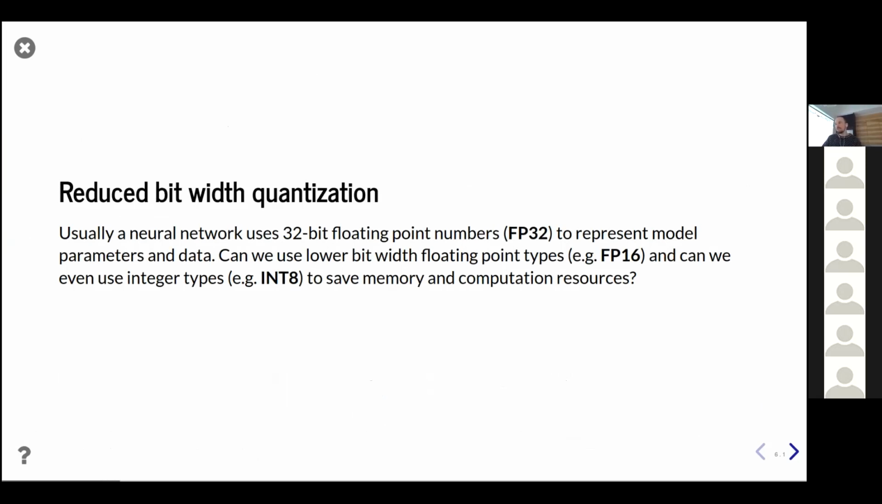Normally we stay in the floating point 32-bit world. Can we lower this to lower bit precision in terms of floating point? And in particular, what we're interested in now is, can we start using integer types? I will abbreviate these types in this way: FP32 means 32 bits using a floating point representation, and int8 means an integer type using 8 bits.